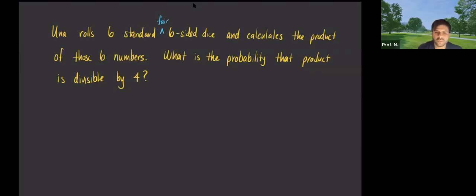How about a 6 though? Can a 6 work? If you have a 6 and a 4, isn't that also a product? Or if you have a 6 and a 2, doesn't that also give you a product divisible by 4? So it's not just when you have a 4 or when you have 2 2s. You can also have a 6 and a 2. And that product, 6 times 2, is 12. That's divisible by 4.